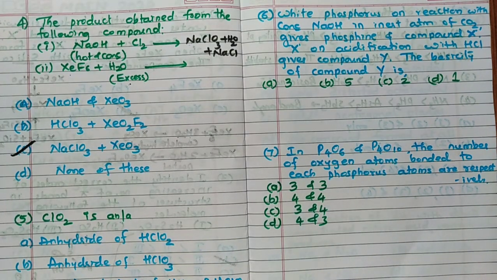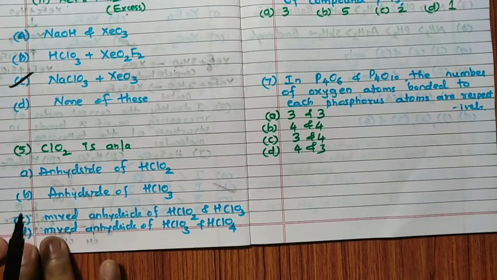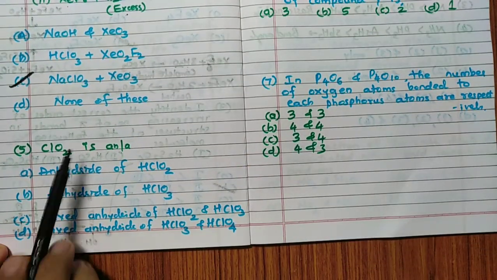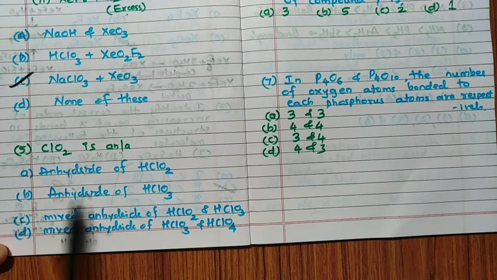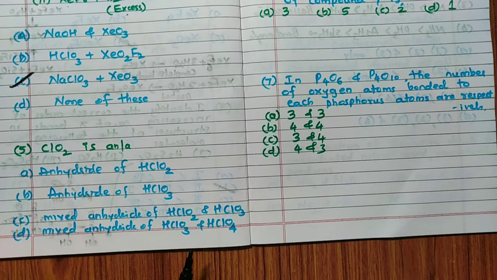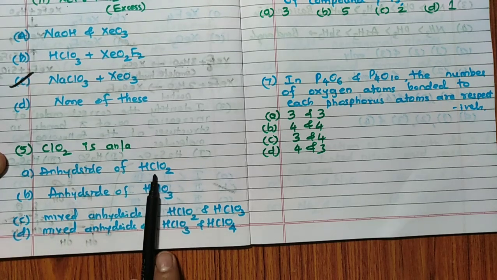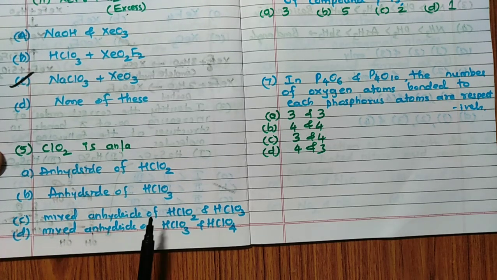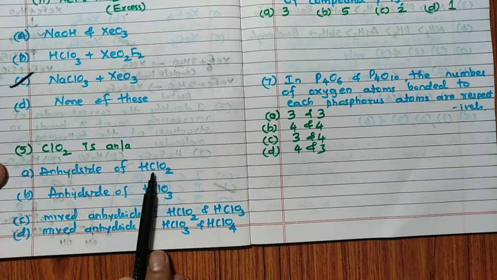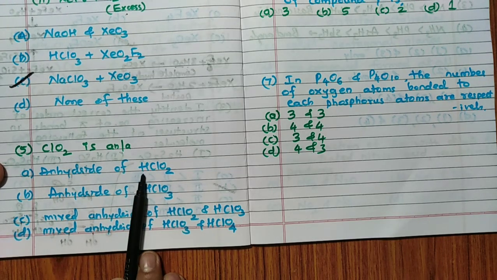Then, ClO2 is the anhydride of HClO2, anhydride of HClO3, or mixed anhydride of these. First I will tell you what is the meaning of anhydride. See, anhydride of HClO2. Remember always, whenever anhydride of HClO2 is asked, you have to remove a water molecule from this.